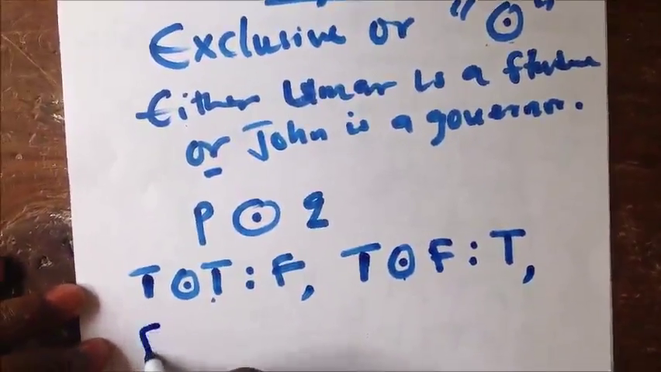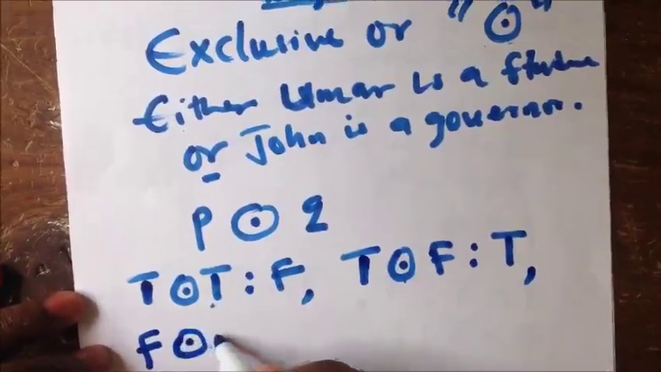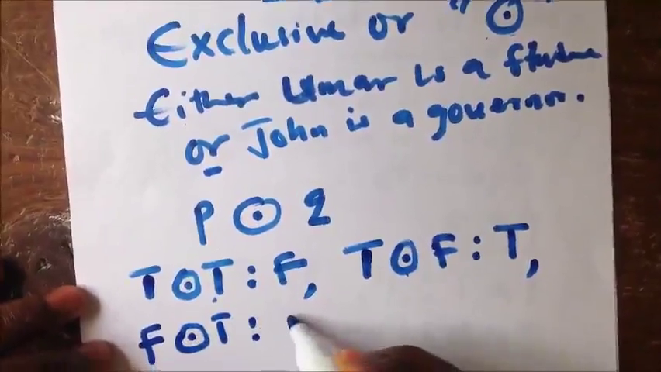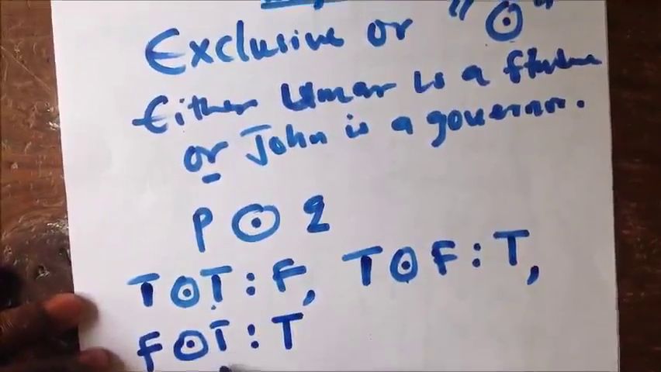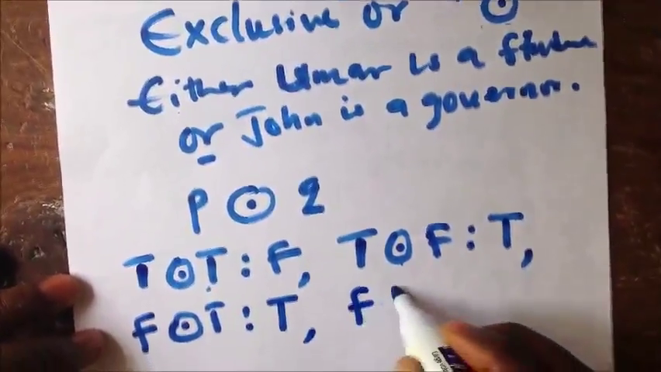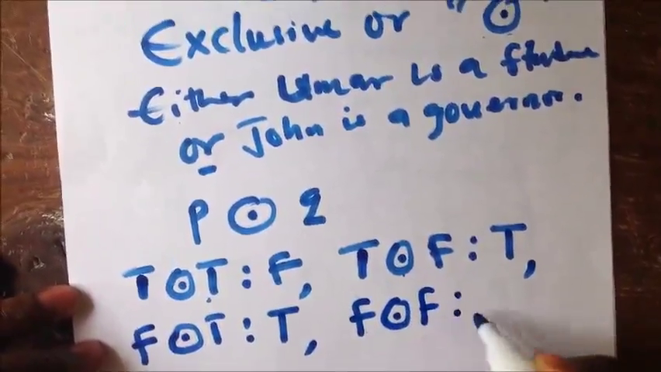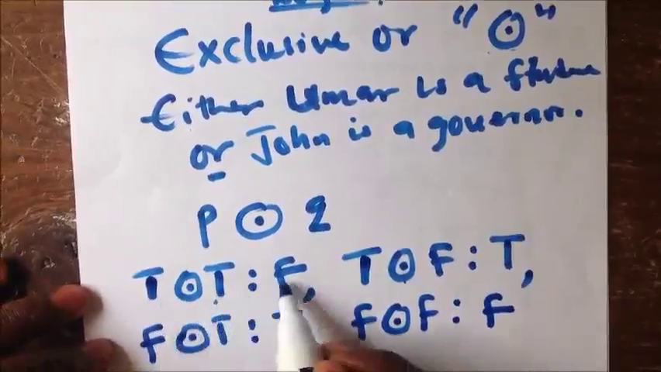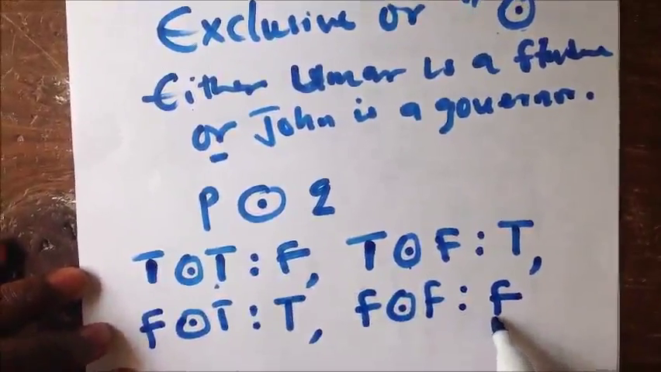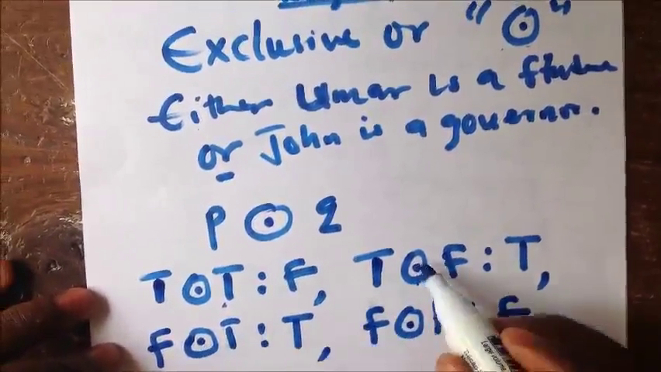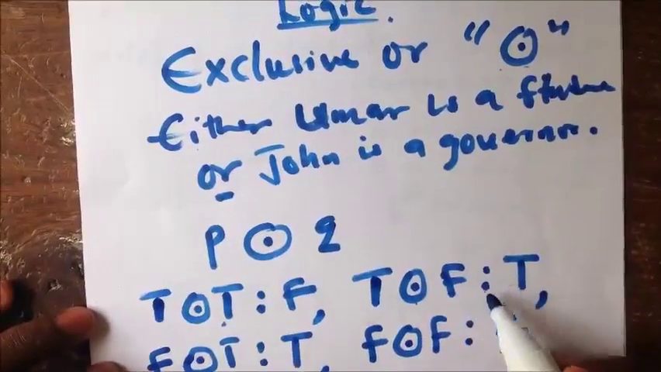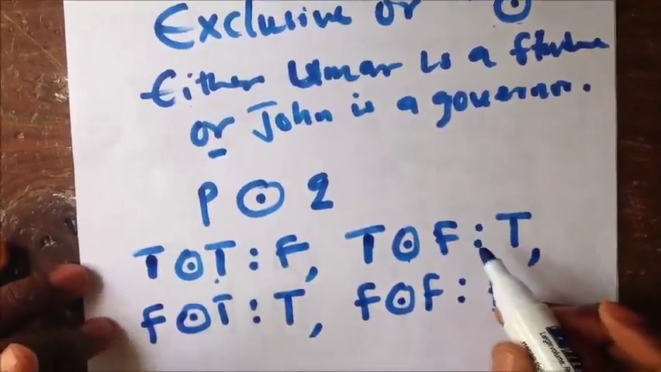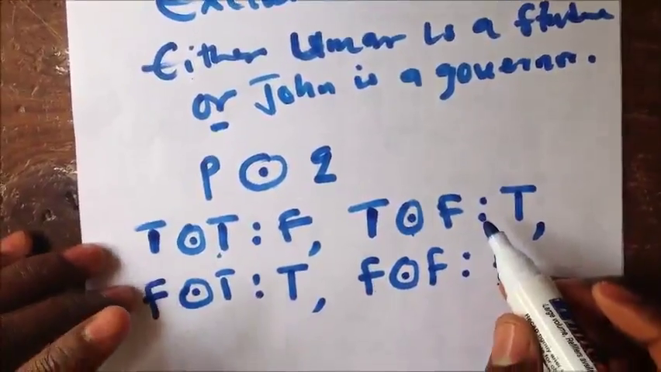What about if P is false and Q is true? The same thing applies, it is true, because they differ. Then if they are all false, exclusive or is also false. Why? Because they are the same. Remember that true, true is false and false, false is false. The statement will be true if at least one statement is true, but not both.